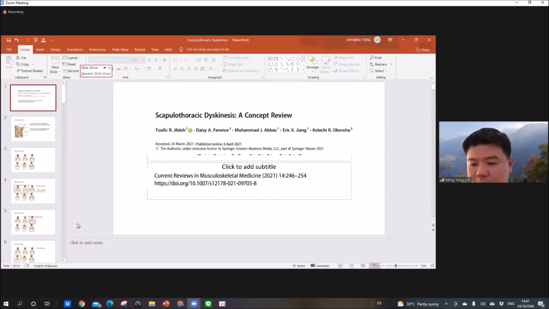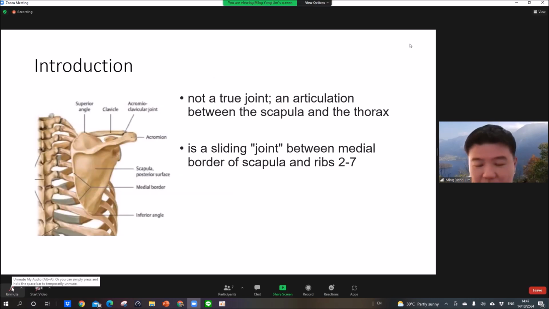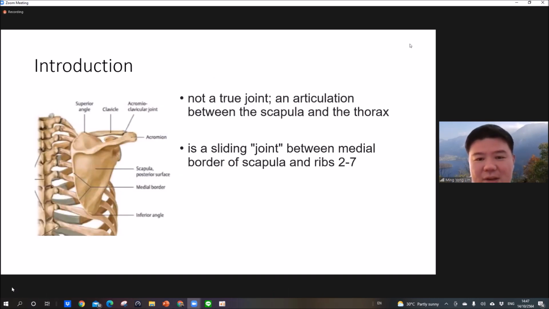Afternoon. I'll be presenting on scapulothoracic dyskinesia, a concept review by Gilda et al., published this year in April. The scapulothoracic is not a true joint, but an articulation between the scapula and thorax, a sliding joint between the medial border of the scapula and the ribs.